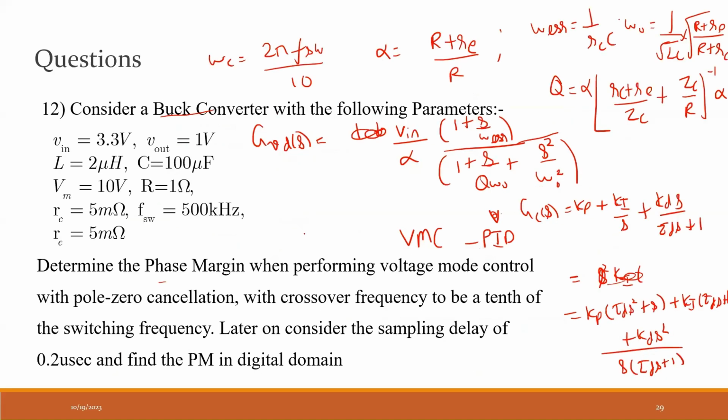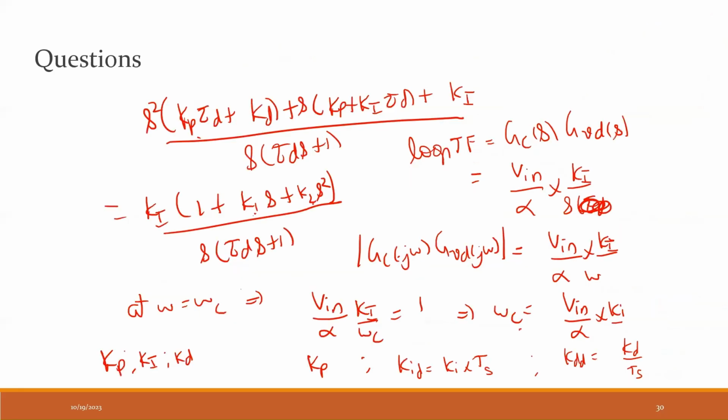Also you can consider sampling delay. You can consider some 0.2 microsecond, and if you consider the sampling delay, you'll have to consider the dT plus 0.2 microsecond. This is your overall time delay you must add, and when you do that, your phase margin will reduce. So you can do that part. I will leave it up to you. Or let me just tell it off.